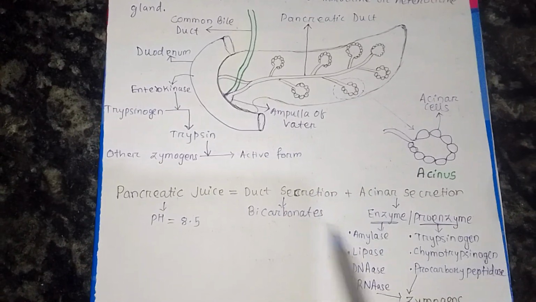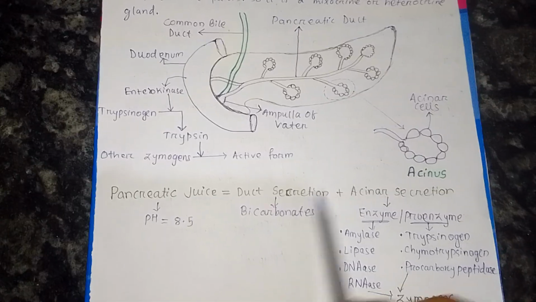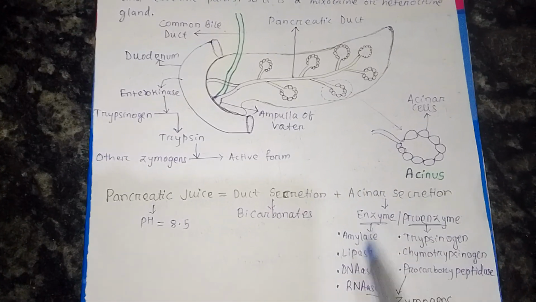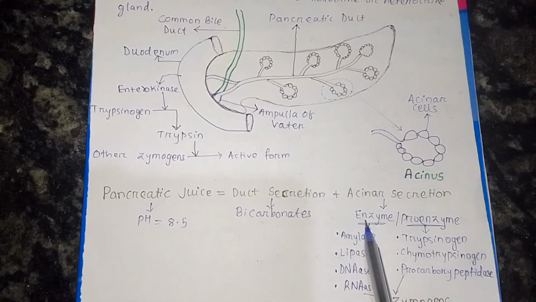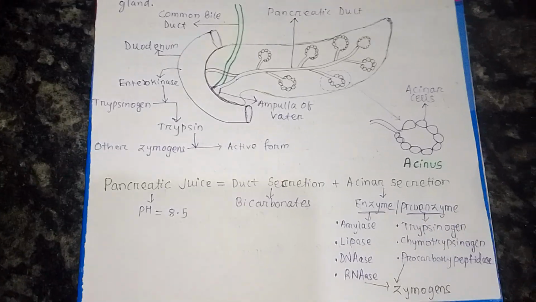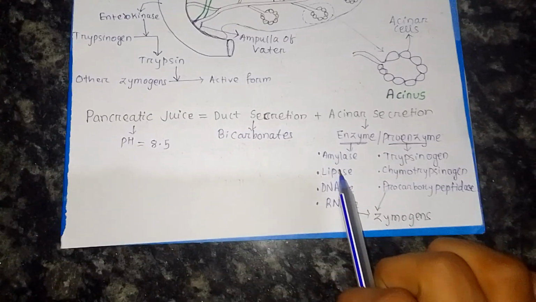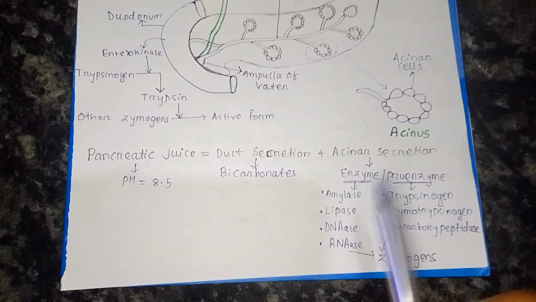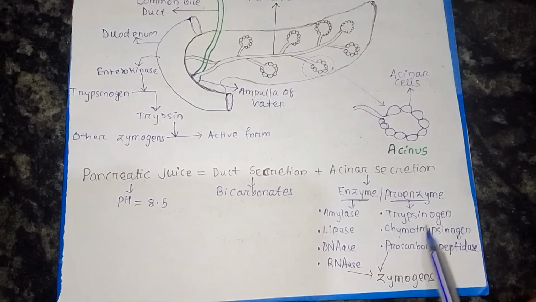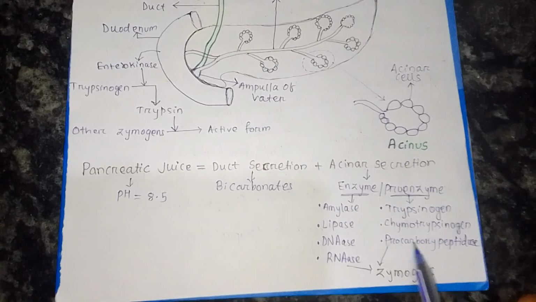The secretions of the duct are bicarbonates, and the secretions of the acinar cells may be some enzymes, directly enzymes, or proenzymes. Proenzyme means inactive enzymes. Some enzymes are amylase, lipase, DNase, RNase, and some proenzymes like trypsinogen, chymotrypsinogen, procarboxypeptidase.